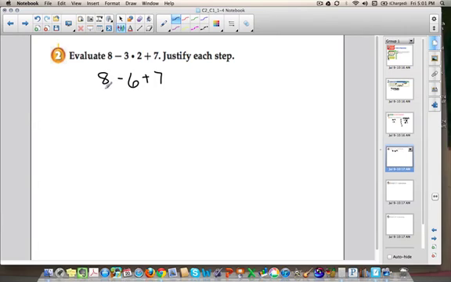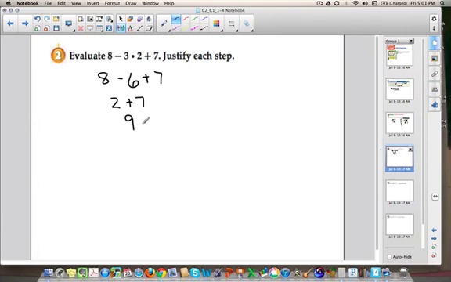Now I'm going to go back. Parentheses? No. Exponents? No. Multiplication or division? No. Now we're just left with the addition and subtraction. And remember, we do addition and subtraction from the left to the right. So that means we're going to go 8 minus 6 first. 8 minus 6 is 2, plus 7, because that's the part we haven't used yet. 2 plus 7, that's the only thing we have left, is 9.